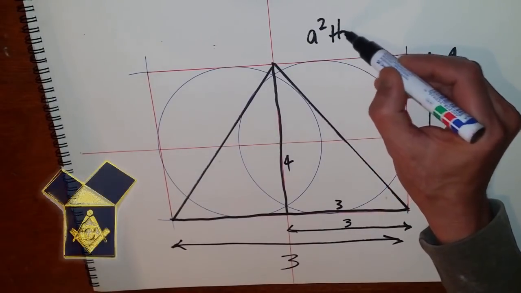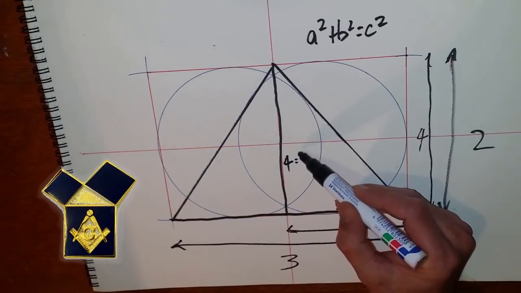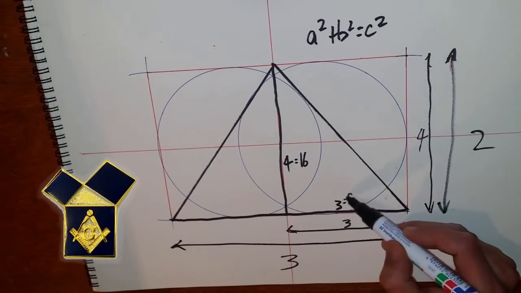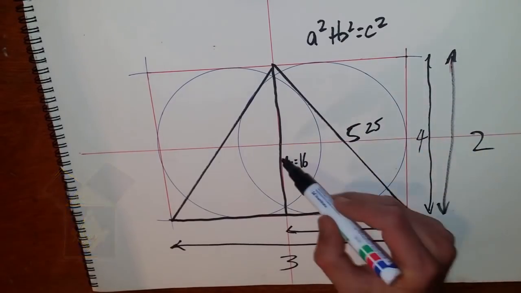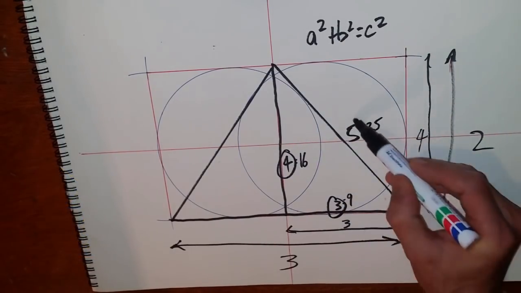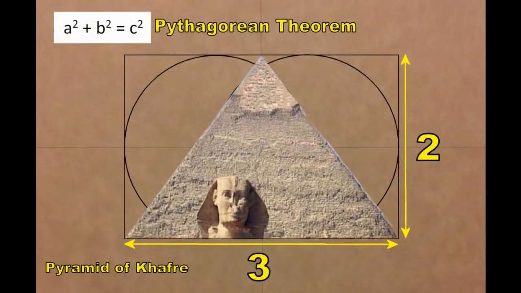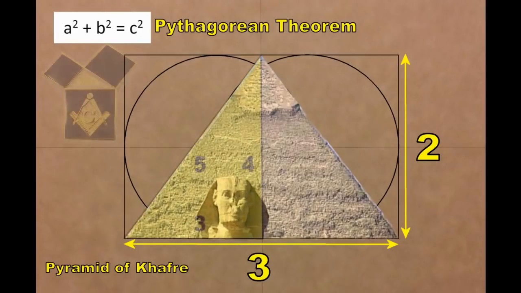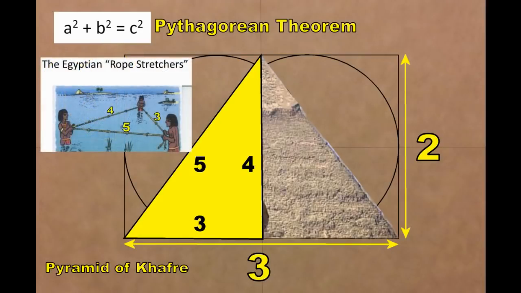Pythagorean theorem, a squared plus b squared equals c squared. So that would be 4 squared is 16, 3 squared is 9, therefore this would be 25, and that would be 5. So we have a 3, 4, 5 triangle. So this 2 to 3 ratio describes Khafre's pyramid, as well as a lovely connection there to the 3, 4, 5 triangle, which is also important in masonry, as we saw earlier.